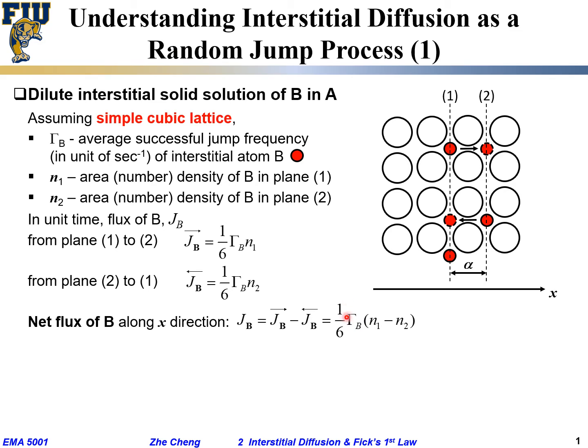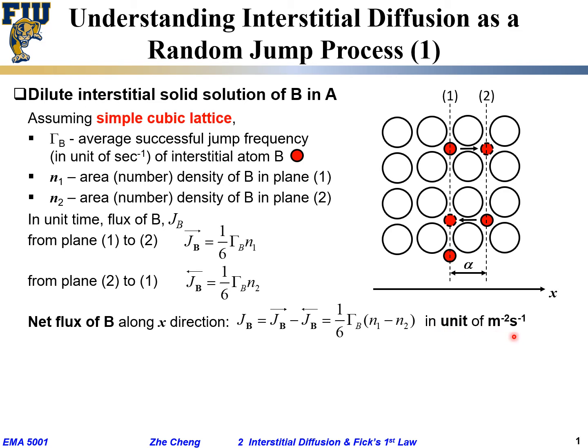And then we write it here. We put 1/6 in the front, gamma. We assume, assumption again, that the successful jumping frequency is similar for a solute atom at 1 versus at 2. And then N1 and N2 may be different. Let's leave them here, okay?